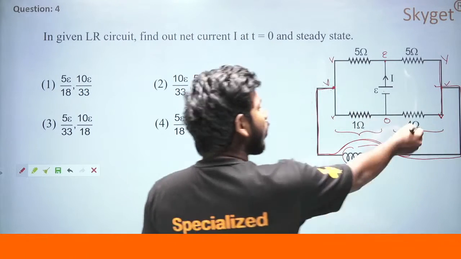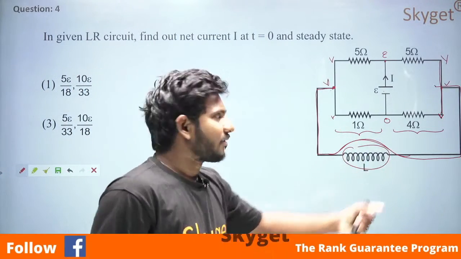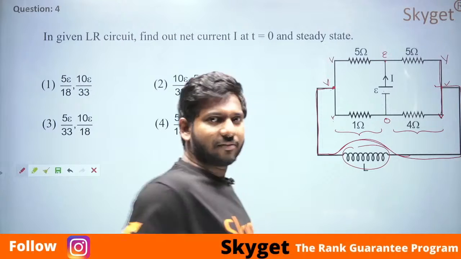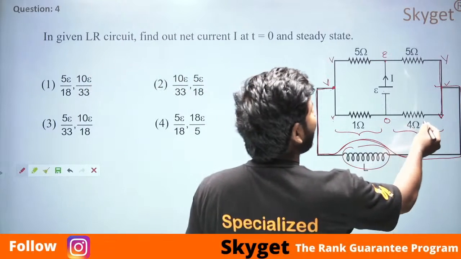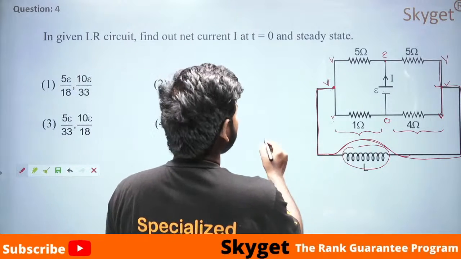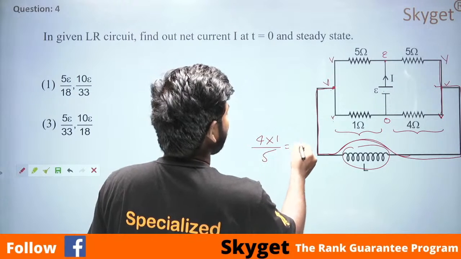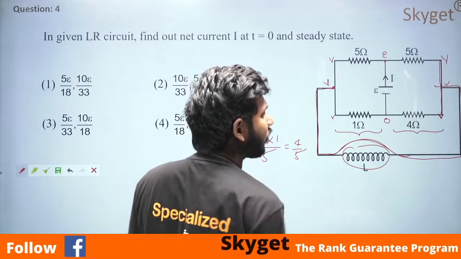So that means the 1 and 4 ohm resistors have the same potential difference. They are between the same potential difference. So what we can say is, 1 and 4 we can treat as parallel. Parallel means 4 into 1 by 4 plus 1, that is 4 by 5, is the effective resistance due to 1 and 4.